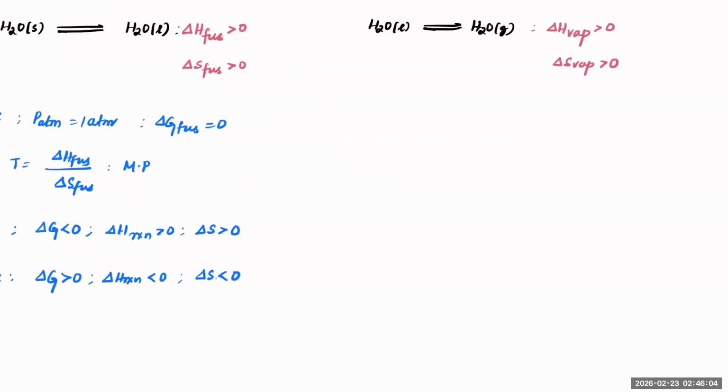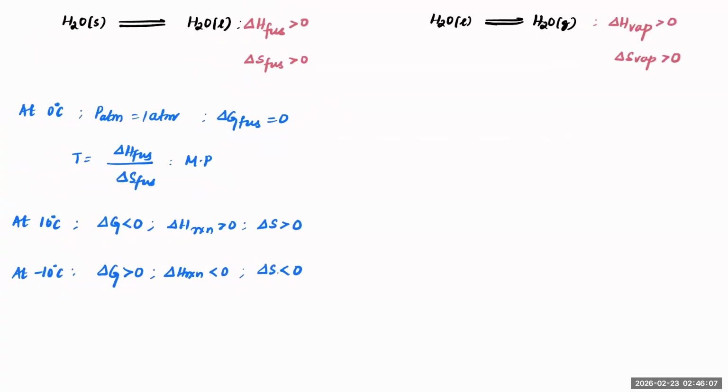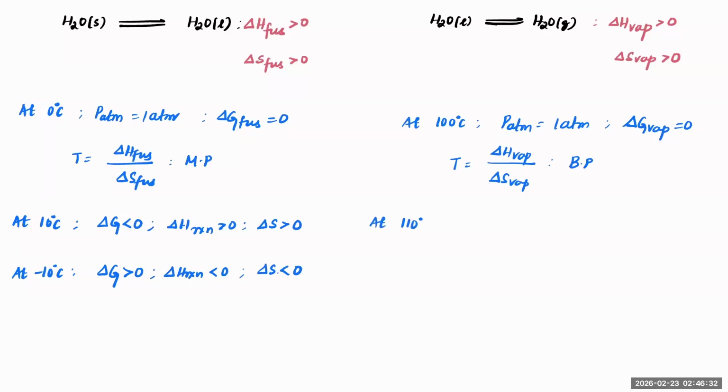Likewise, if it comes to liquid to gas, you know that at 100 degrees Celsius, when the atmospheric pressure is 1 atm, delta G of the vaporization is also 0 and T will be equal to delta H of vaporization by delta S of vaporization, which we call the boiling point of water in this case. And likewise, if you have 110 degrees Celsius, delta G value will be less than 0 because it will be more in the forward direction.